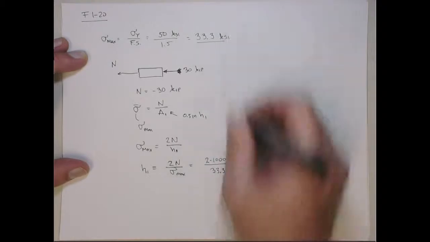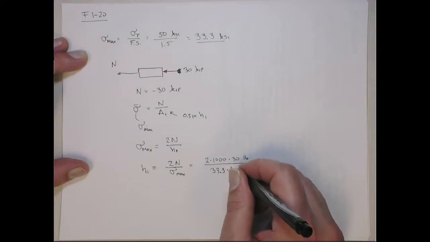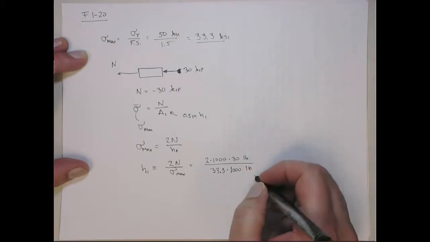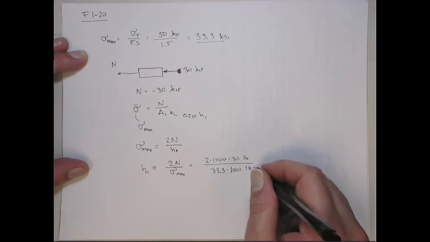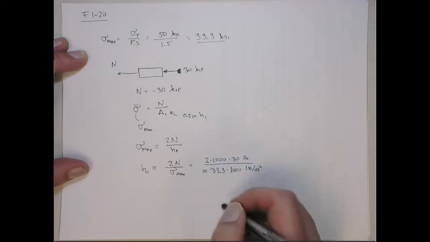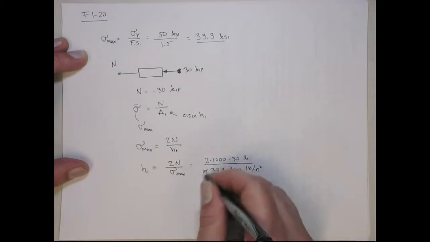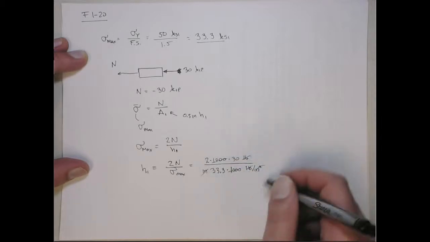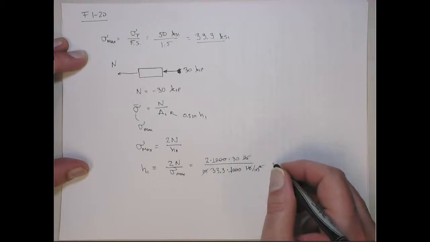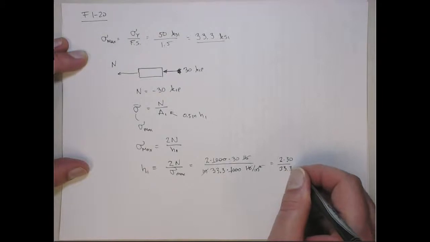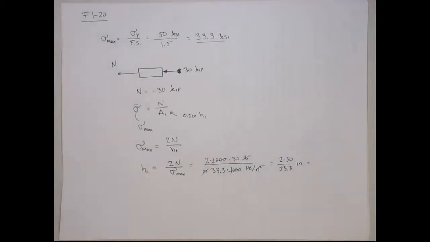It's in pounds per square inch, so I put 1,000 up here, and then that gives me pounds per inch squared. There was an inch unit here from the 1/2, right? So that's going to knock out one of these. These guys cancel out, the thousands cancel out, and that gives me inches. So that gives me 2 times 30 over 33.3 inches. So it should be about 2 inches.